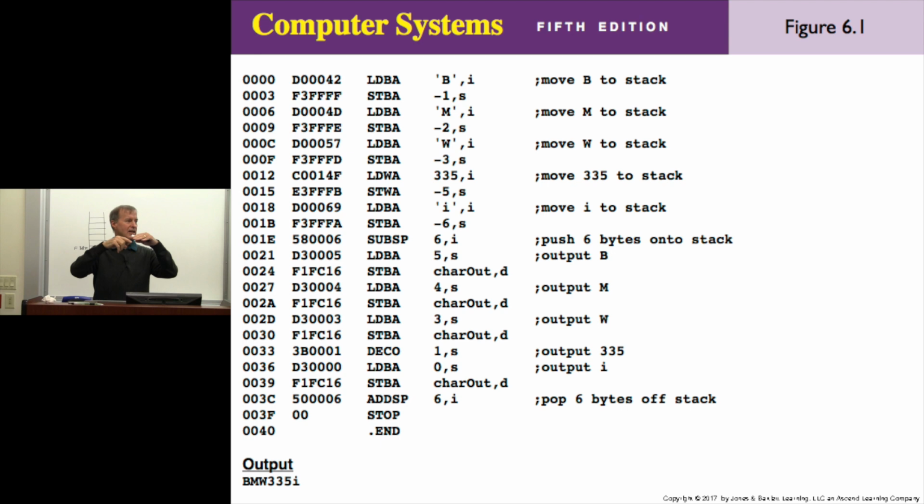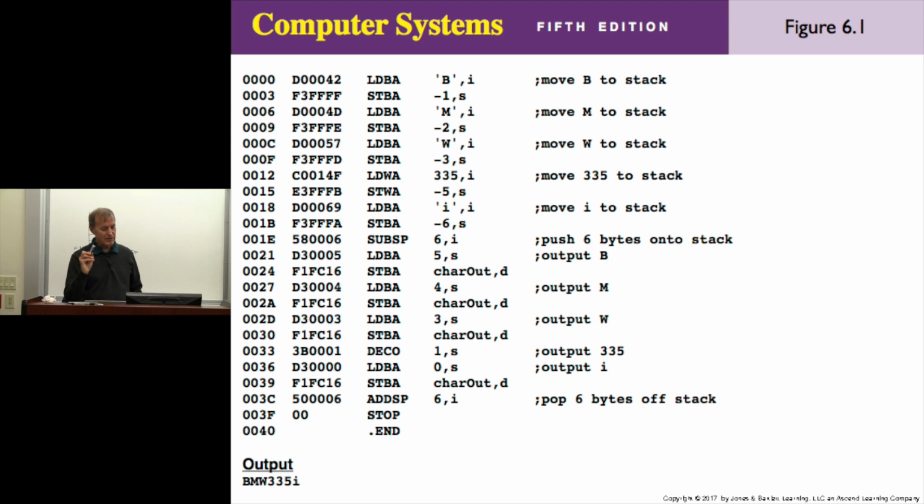It's just a little nonsense example. It outputs those 3 letters and the integer value of the number and the other letter. And then it pops them off of the runtime stack. So the output is just BMW335i. That's what the output is. If you run this, it's trivial to demo. If you put this in and run it, that's what will come out. But here's how it does it. It does it by putting these on the runtime stack.